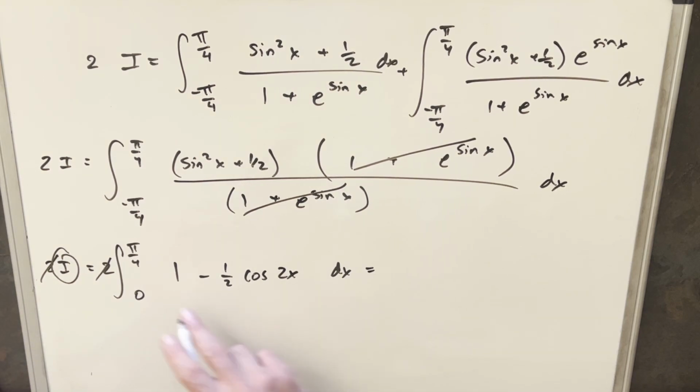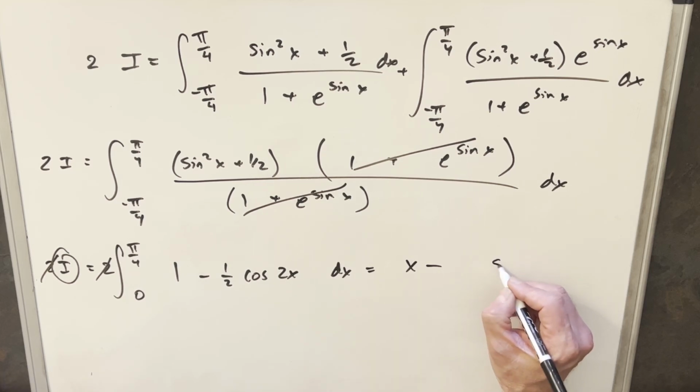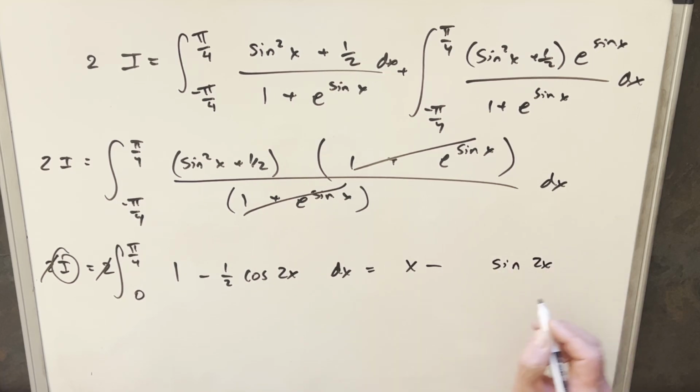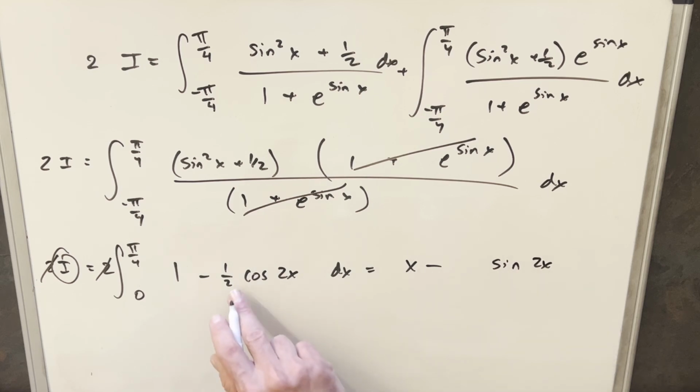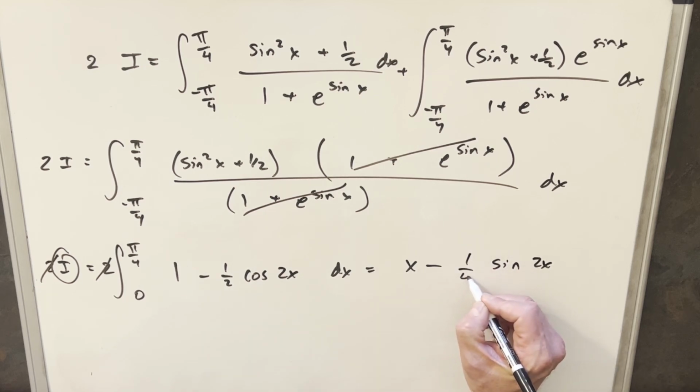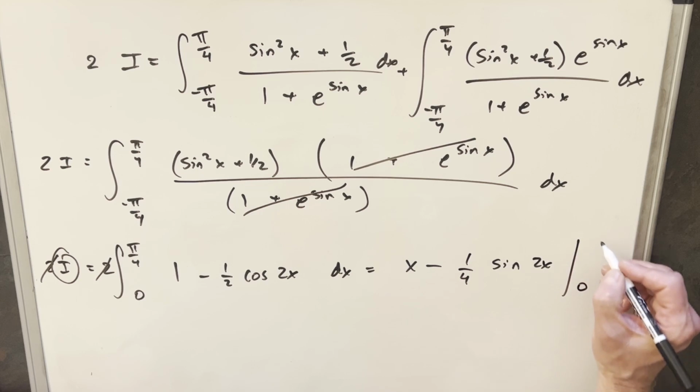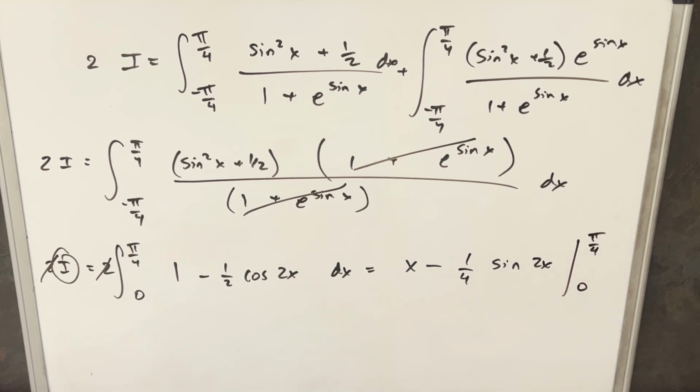So let's integrate this. Integrating 1, we have x. Then integrating cosine 2x gives sine 2x, but we need to bring a half out of this, which times this half here is going to be a fourth. We're evaluating this from 0 to pi over 4. When we plug 0 in, this is 0, and sine of 0 is also 0. So we just worry about pi over 4.